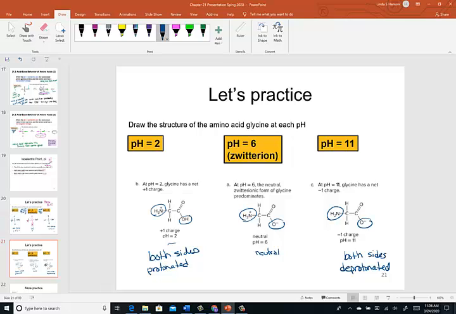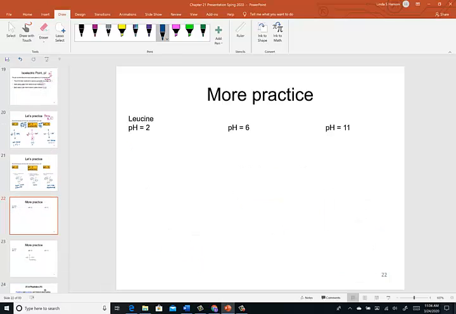All right, we're doing great. How about pausing the video and give yourself some think time and draw leucine in the different pH ranges. I bet you'll need a moment to go back and find leucine. What is its functional group? Pause, think time, come back. Welcome back. Did you find leucine?